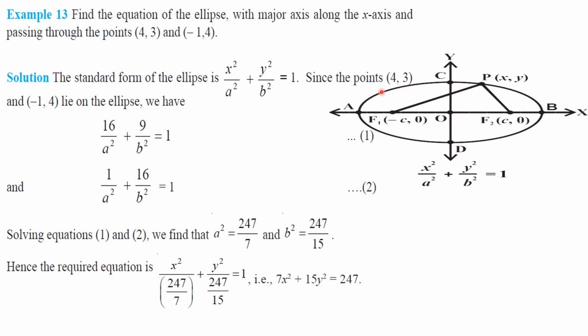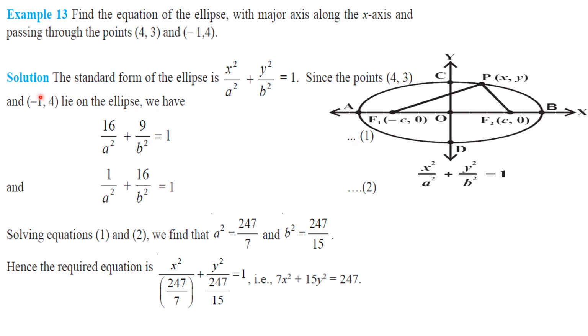By substituting these x and y values in this equation, what we'll get? x square means 4 square, that is equal to 16 by a square, plus in the place of y, substitute 3 square. What is the value of 3 square? 9 by b square is equal to 1. Then we get a result. Let us consider this as equation 1. Okay, my children, understood this equation 1?